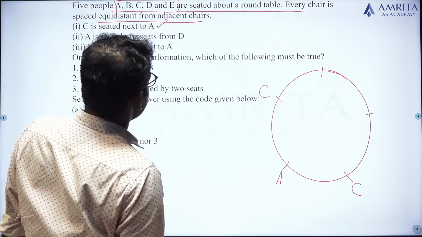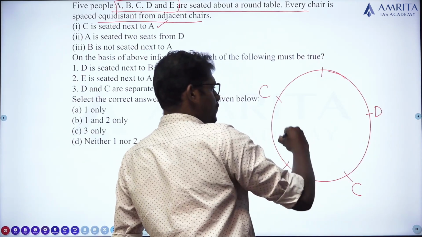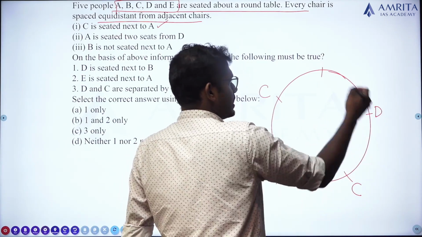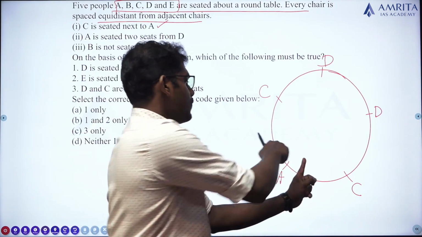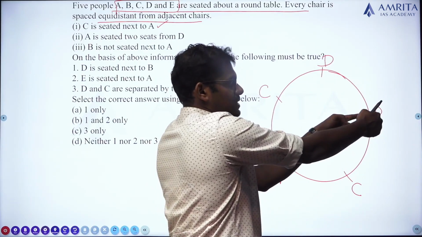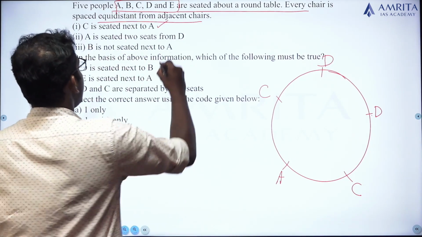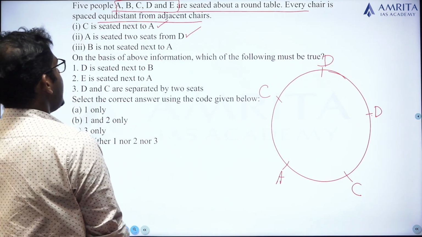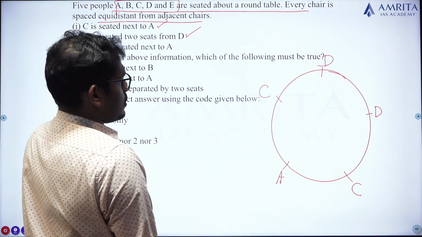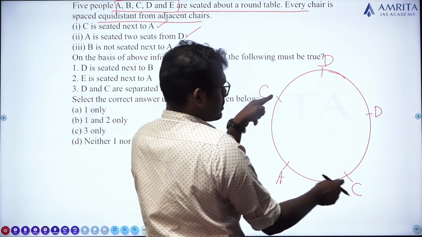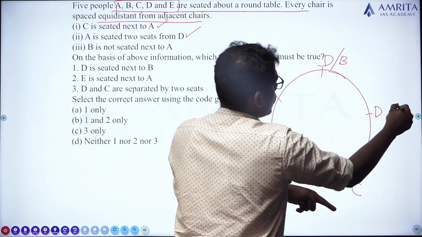A is seated 2 seats from D. So D can be here. If you move in this direction, 2 seats, D can also occupy this position. If you move in the other direction, 1, 2, the next is D, possible. B is not seated next to A. So B cannot sit here, and cannot sit here also. So B can sit either here or here.